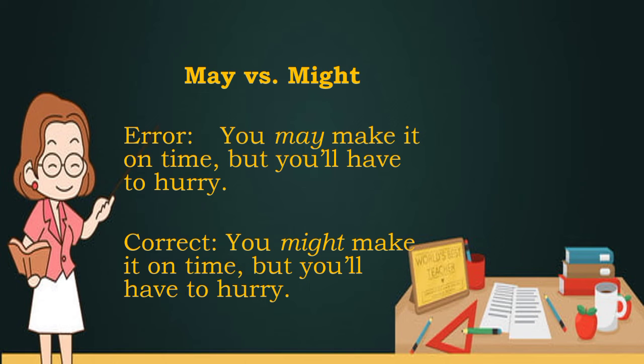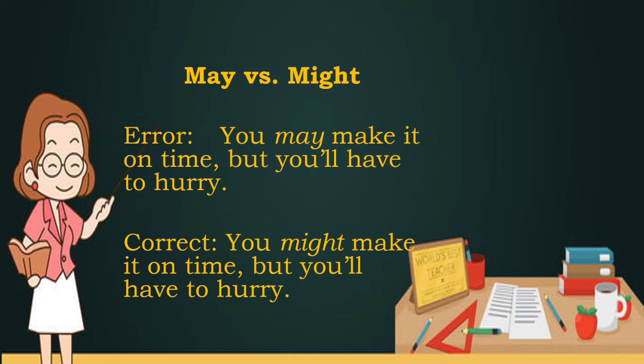Next grammatical error, we have "may" versus "might." "May" indicates that you are more likely to do something. "May" is better for present tense, and it also indicates a possibility, while "might" suggests that you are less likely to do something. It also indicates a hypothetical probability. For example, you may make it on time but you'll have to hurry.